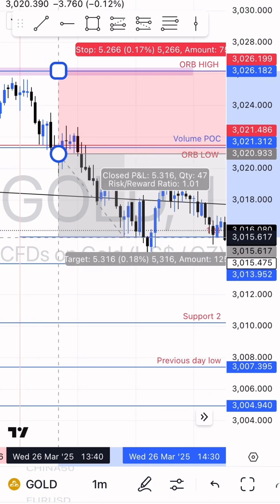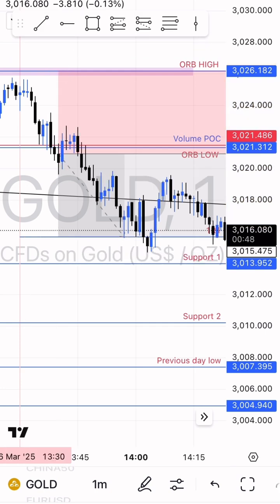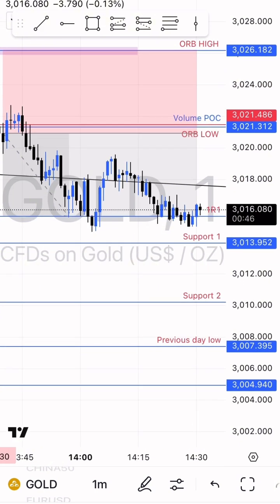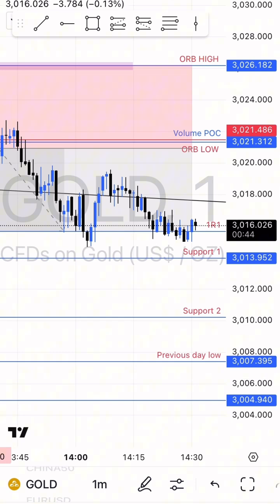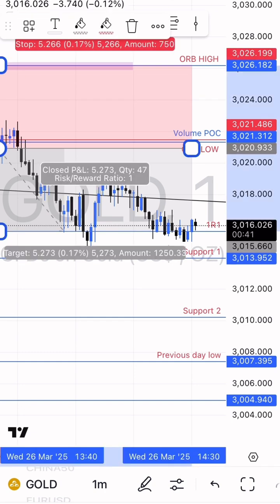So as you can see, guys, we have the 1:1. So my advice is, whenever you're on this trade, 1:1.